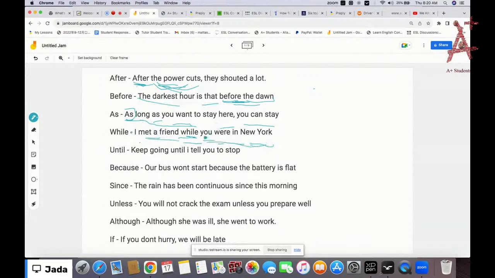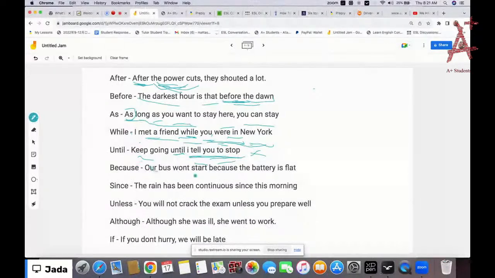Now, if you just say you were in New York, is it a question? Are you making a statement or what are you saying? You were in New York. And then, keep going until I tell you to stop. Now imagine that there's no until and I just say I tell you to stop. That sentence doesn't make sense. I tell you to stop is a dependent clause. So you need to say until I tell you to stop.